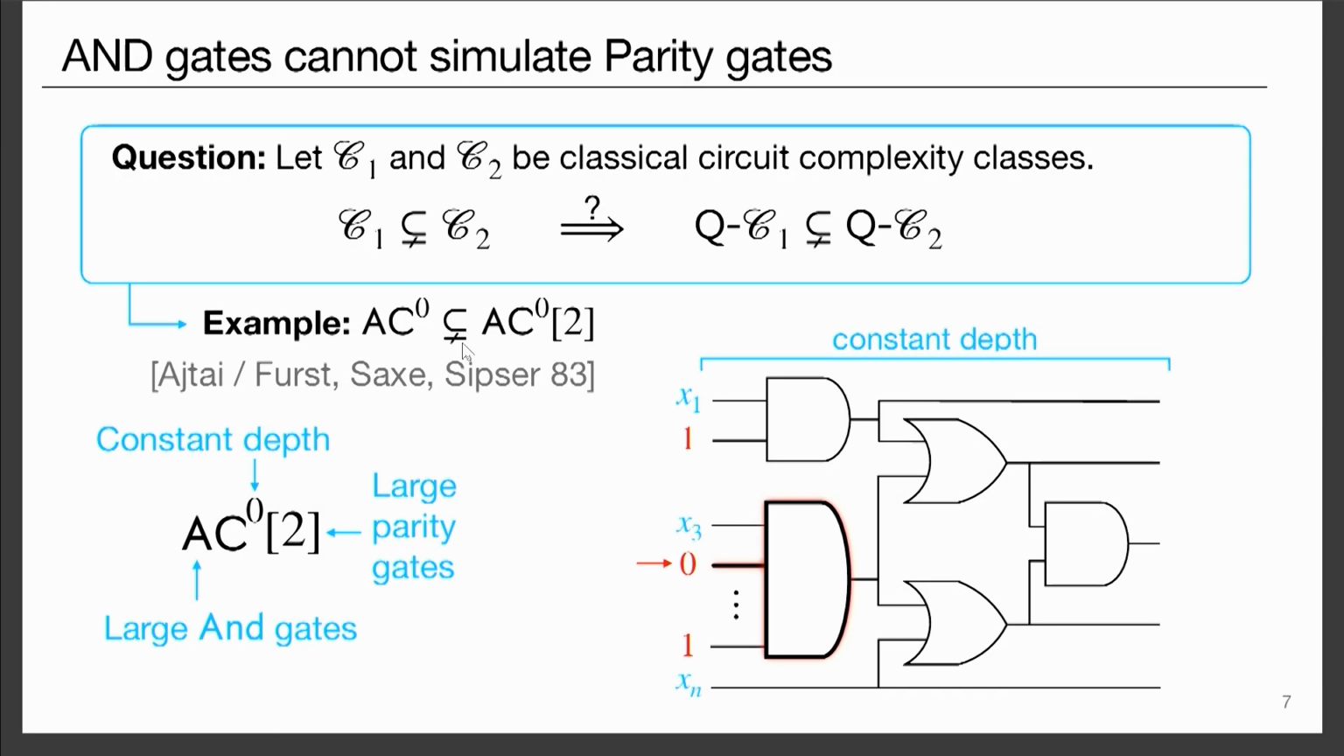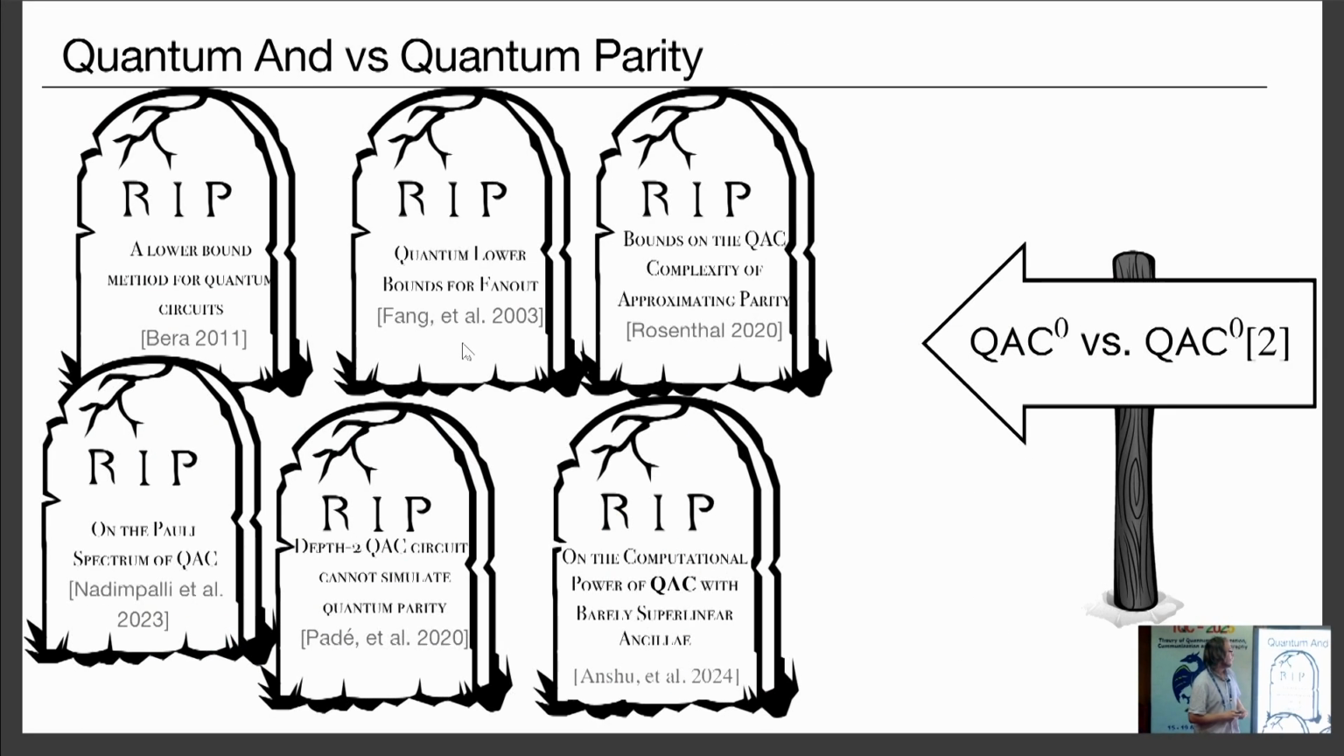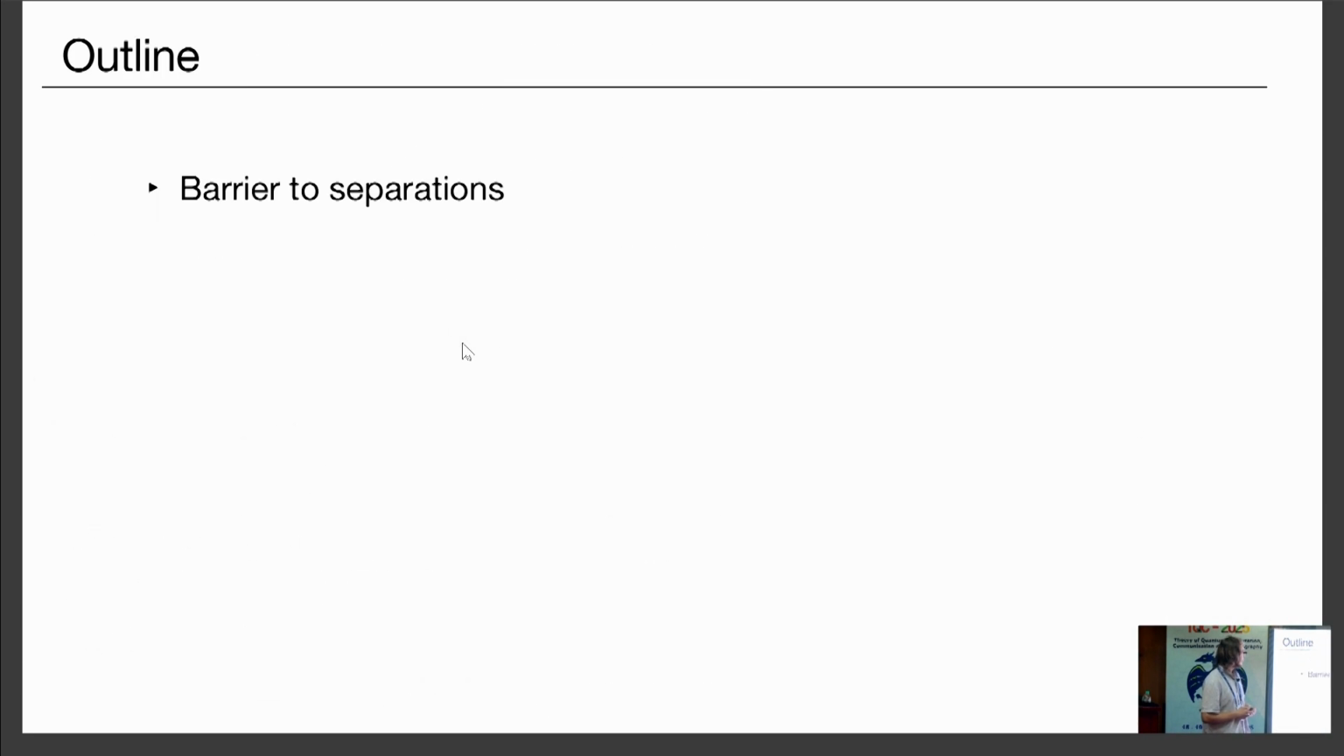And so now we want to ask the question: does a similar result hold for a quantum analog of AC0 and a quantum analog of AC0[2]? Unfortunately, this question has been very hard to answer for at least 20 years since these analogous quantum models have been defined. There are a number of papers that set out to answer this question, but fall short and are perhaps only able to prove partial results. And so this is not going to be the focus of this talk.